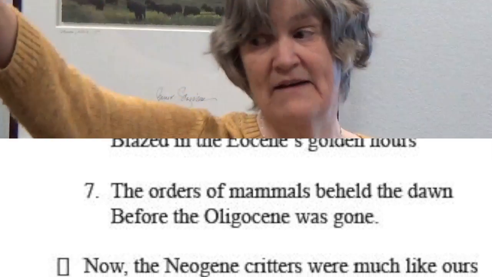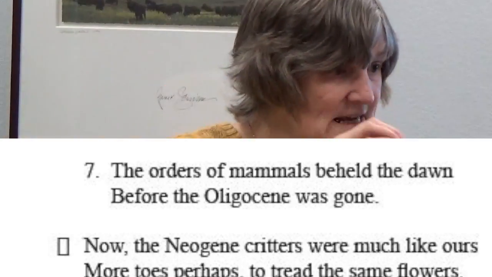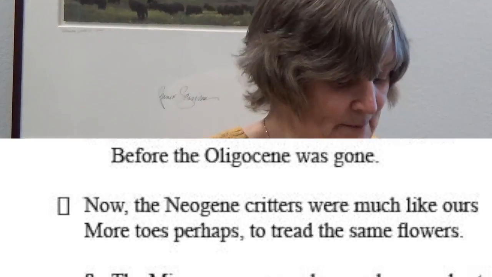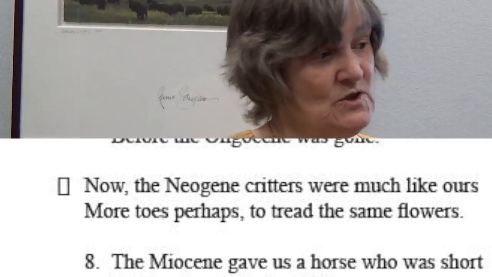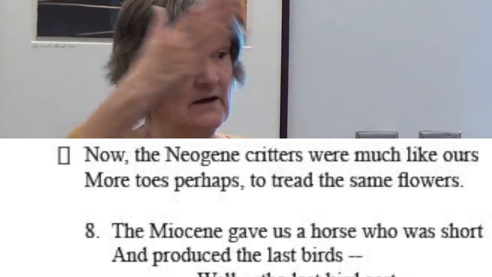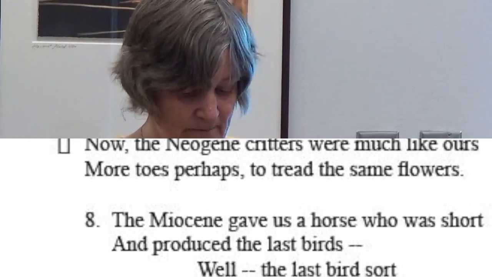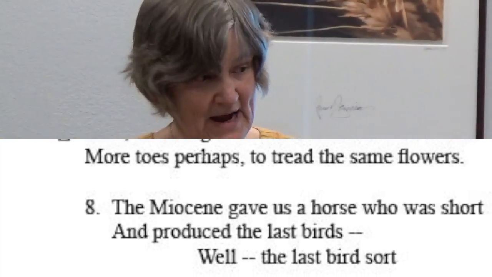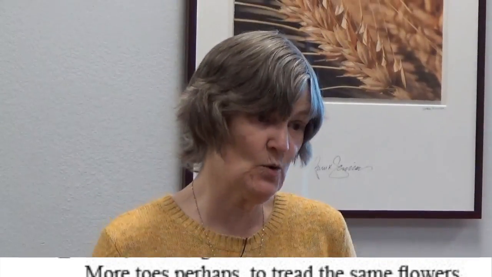All of the flowers that we have now, we can see their families in the Eocene. The orders of mammals beheld the dawn before the Oligocene was gone. There are no new orders of mammals since that time. That part of evolution is over. Now, the Neogene critters were much like ours, more toes perhaps to tread the same flower. So you had horses, but they had several toes instead of just one.